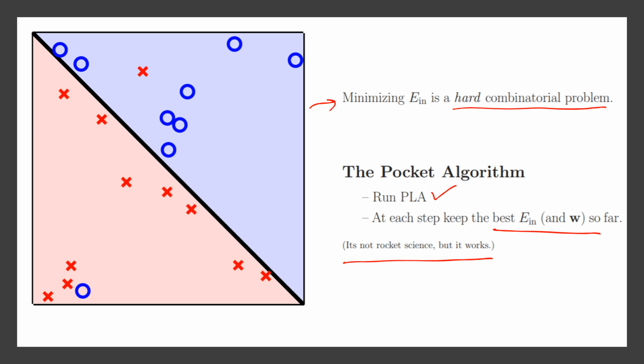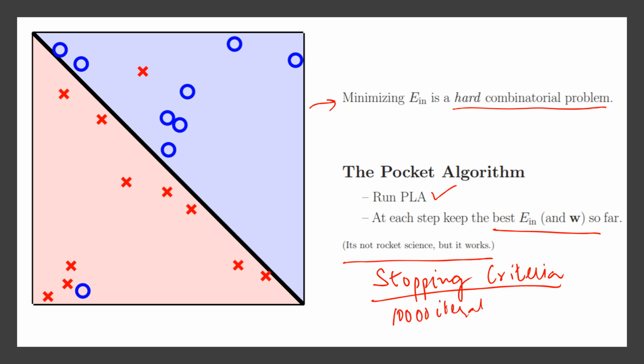You also have to take care of the stopping criteria, because you're not really optimizing anything here. You are iteratively getting a better sort of solution, and so you have to decide when to stop. The stopping criteria is usually, in most practical situations, 1,000 to 10,000 iterations, depending on what kind of problem we have.